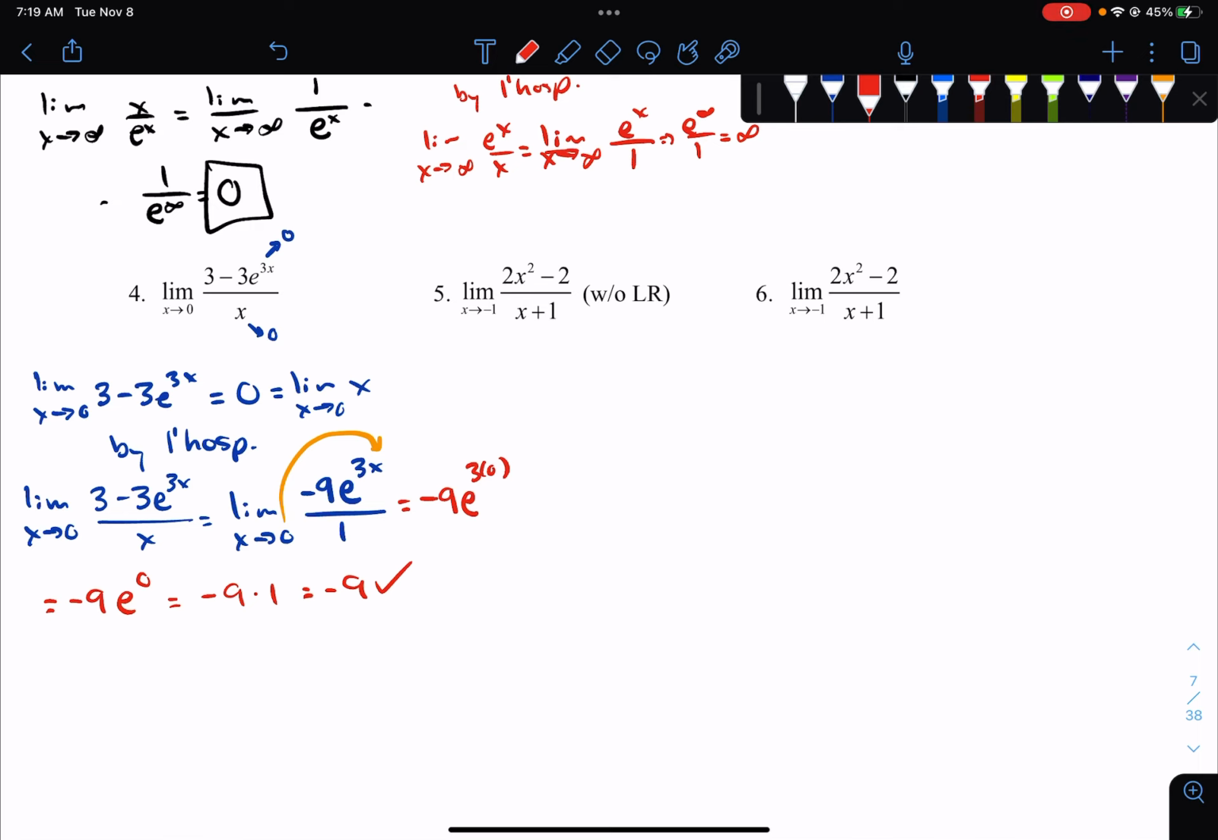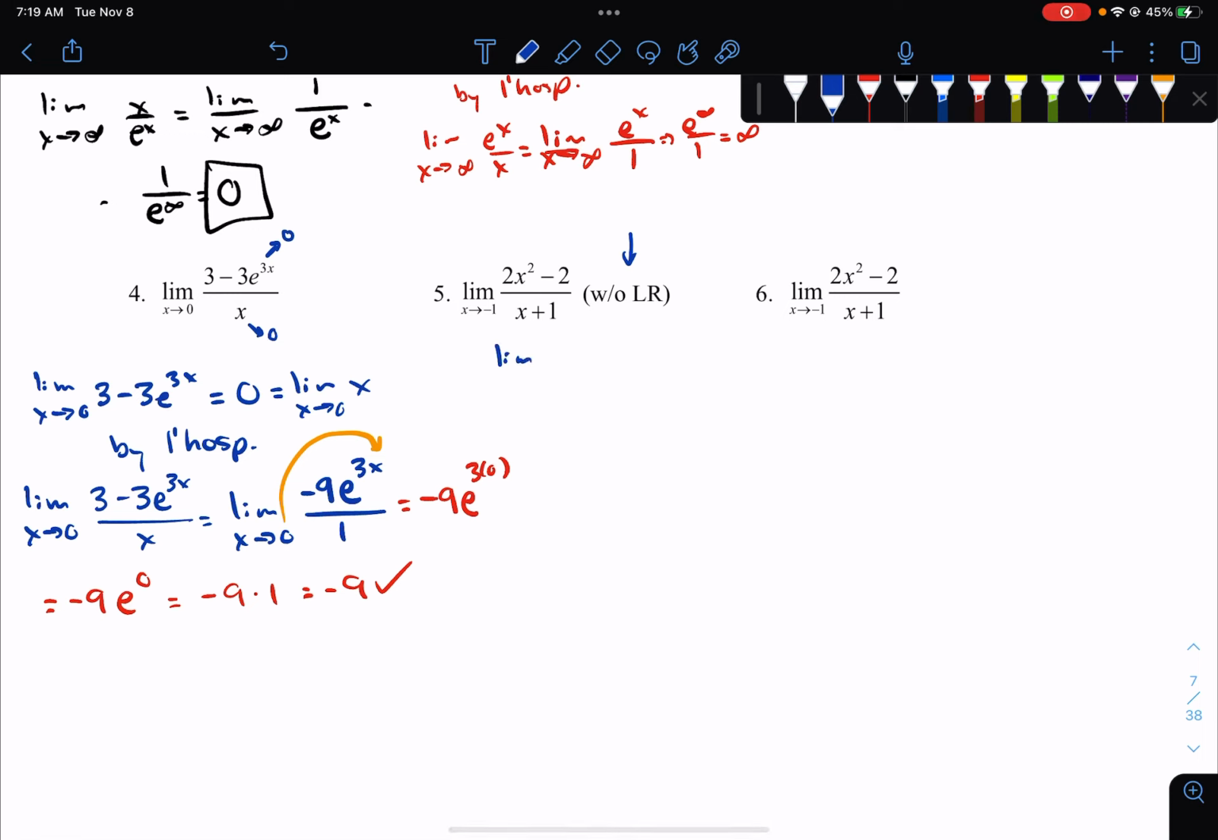All right, number 5. Number 5 says it doesn't want me to do L'Hopital's rule. It doesn't want us to use it. So if I do this the old way, what am I going to do? I'm going to simplify. I'm going to factor the top.